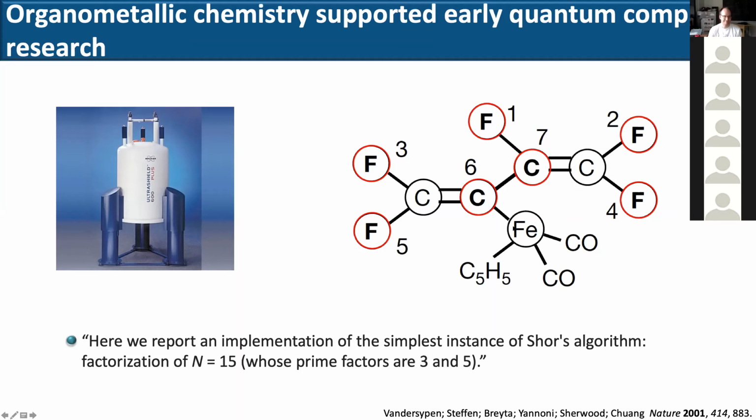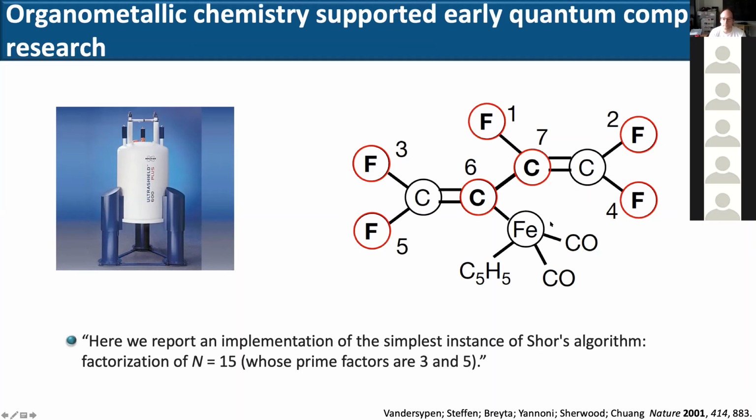So you have iron with a carbon bond. And what you're seeing here is a molecule where the nuclear spins are qubits, right? Things that can be put into a combination of up and down. And so here we have the fluorines and the carbons are the individual qubits.